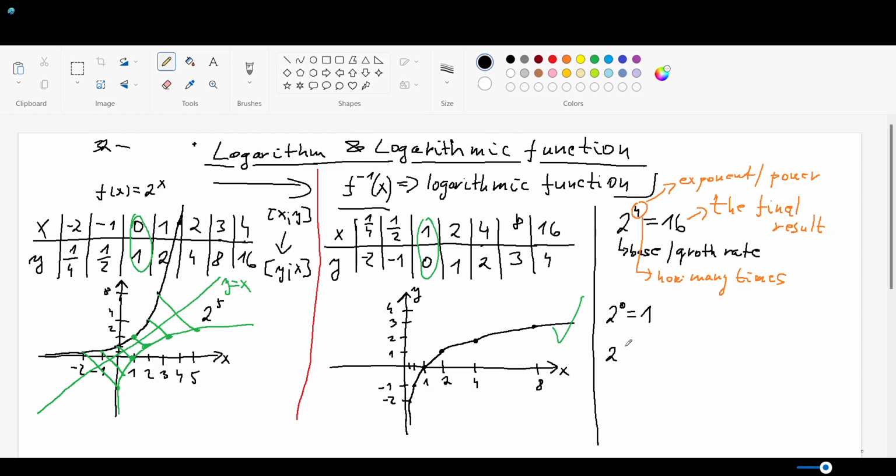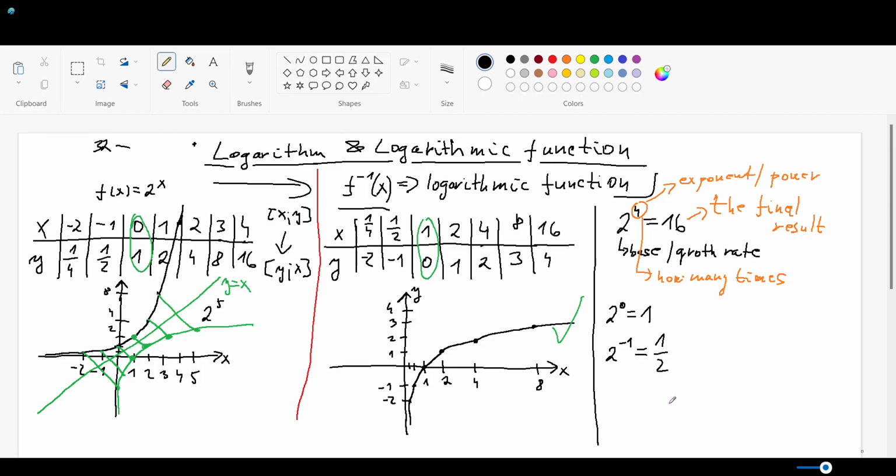Let's have a look at what 2 to the power of negative 1 is equal to. The question is, if you are now the size you are and you go one step backwards, what is the value you had? Of course it's going to be half of your size.